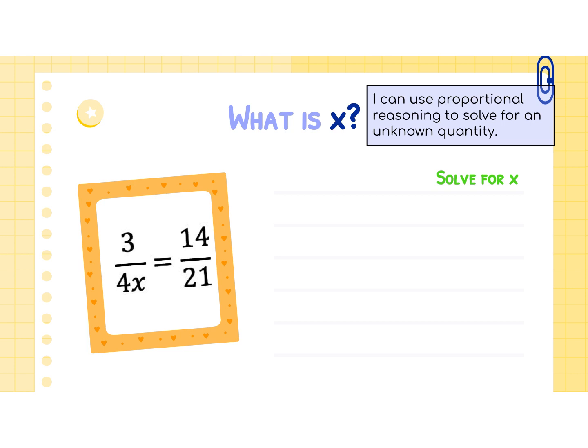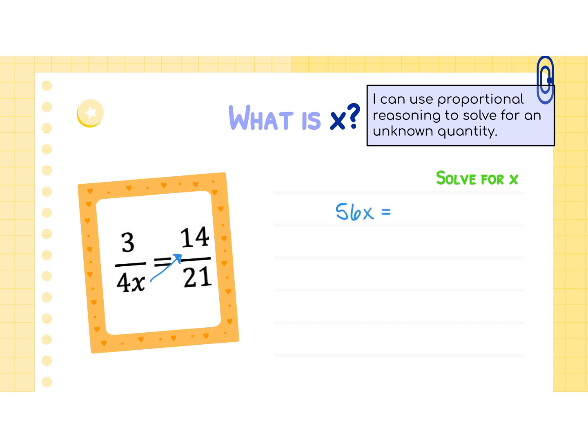Do you remember the whole idea of cross multiplication and division? I hope so. Let's do this problem together. If we were to cross multiply, we would have 4 times 14. Pause and figure out what that is. That is going to be 56x, because the x comes along for the ride.